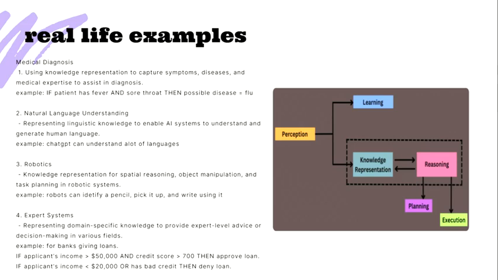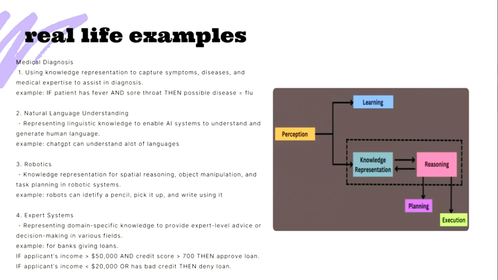Third, robotics, knowledge representation for spatial reasoning, object manipulation, and task planning in robotic systems. For example, robots can identify a pencil, pick it up, and write using it. Fourth, expert systems, representing domain-specific knowledge to provide expert-level advice or decision-making in various fields.